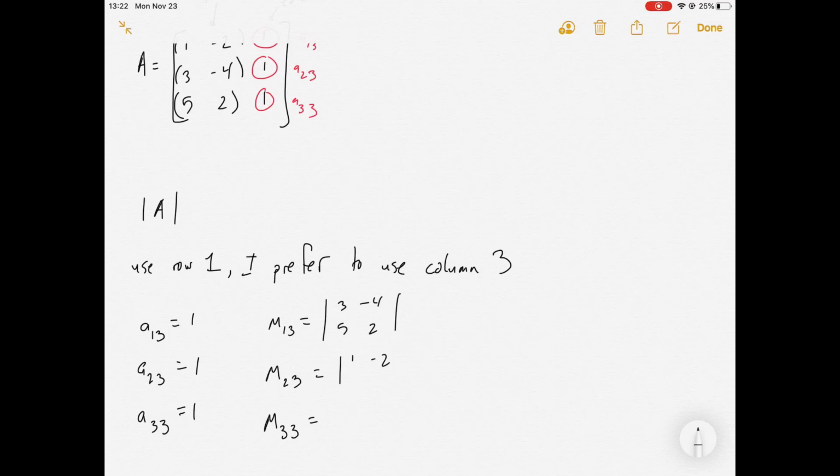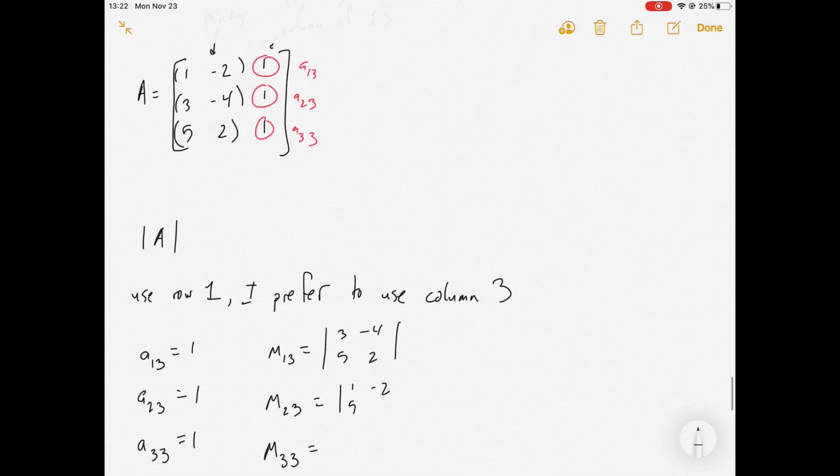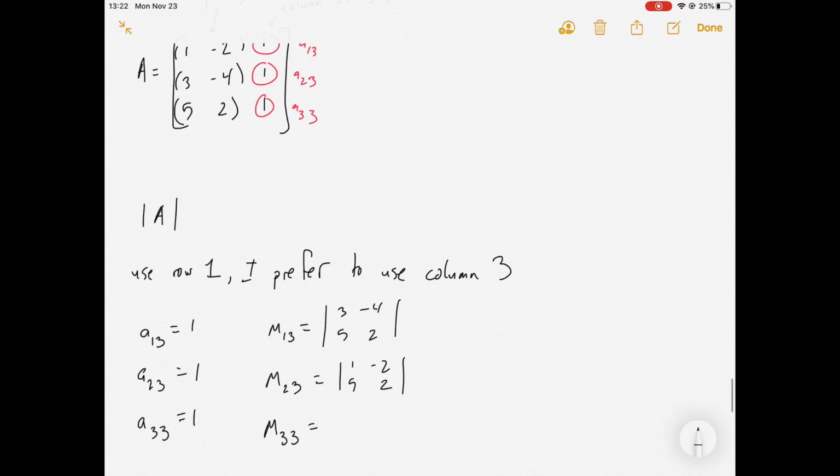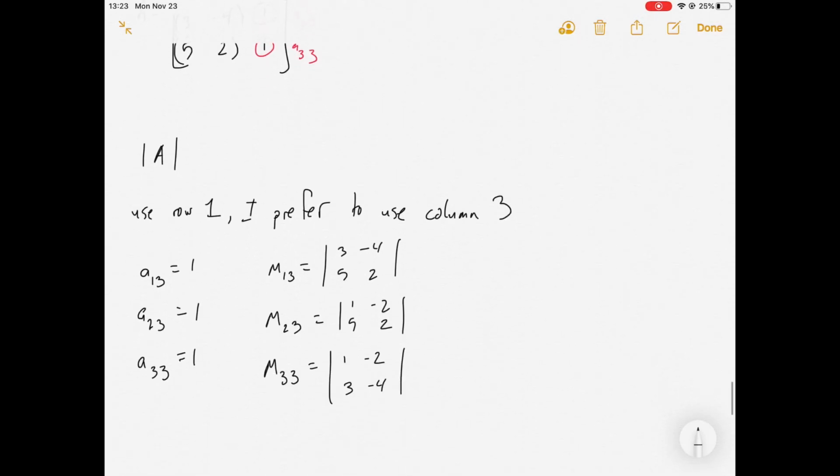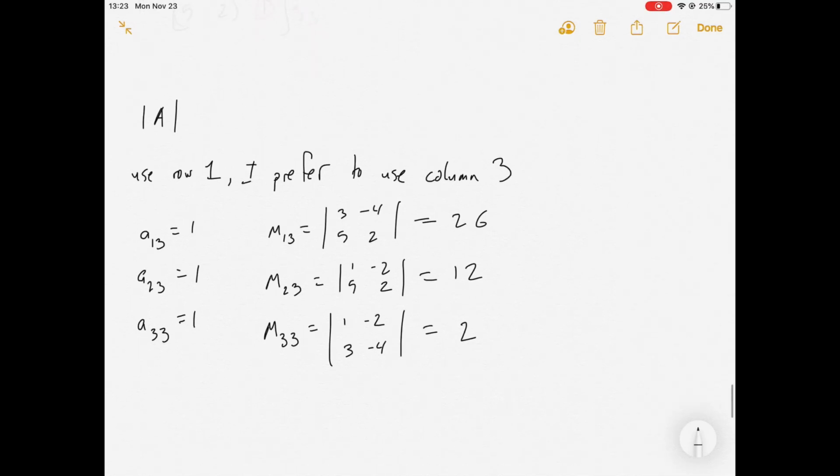So 2,3 is going to be 1, -2, 5, 2. 3,3 is going to be 1, -2, and then 3, -4. Remember, the minors are eliminating rows and columns and then dealing with what's left. So this gives me 6 minus -20, so 6 plus 20 is 26. This one gives me 2 minus -10, so I actually get 12 here. And then this last one is -4 minus -6, so I end up with 2.